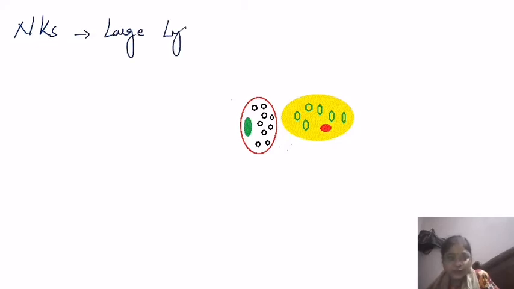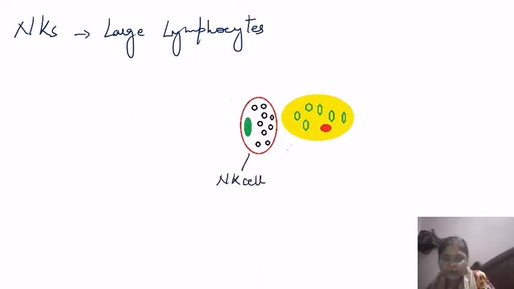Okay, let's start with NK cells' action. So NK cells, what are they? They are large lymphocytes, as you have read earlier. Now what do we see here? This is your NK cell which I have made, and I've shown that they have got large vesicles on them.